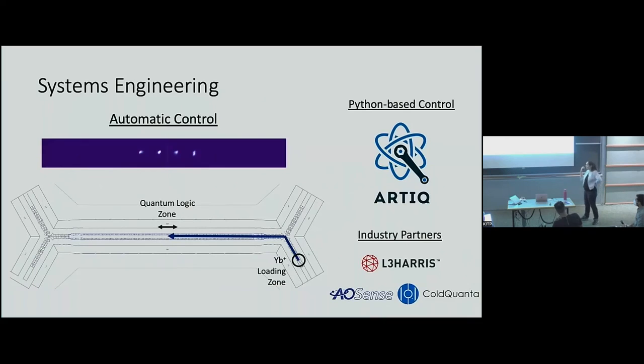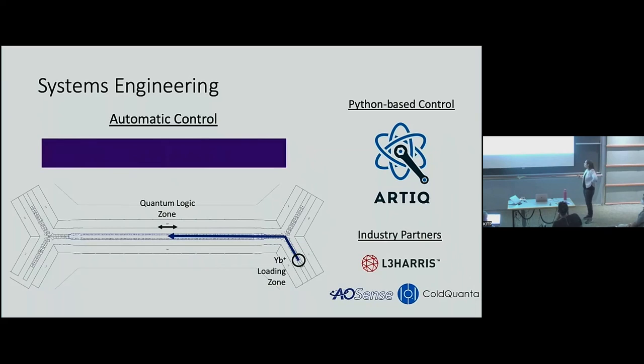So I keep calling it a system, and I think as somebody who has worked on AMO experiments, I just want to point out that we're really approaching this as a systems engineering problem. So we are working in things like automatic control, where we can load up our chain of however many qubits you like. So we load over here on the trap and then shuttle the ion into the middle region where it gets merged into the chain, like in this video. And we use all Python-based control with community open source code that we can all work together on, and this has accelerated what we do quite a bit.